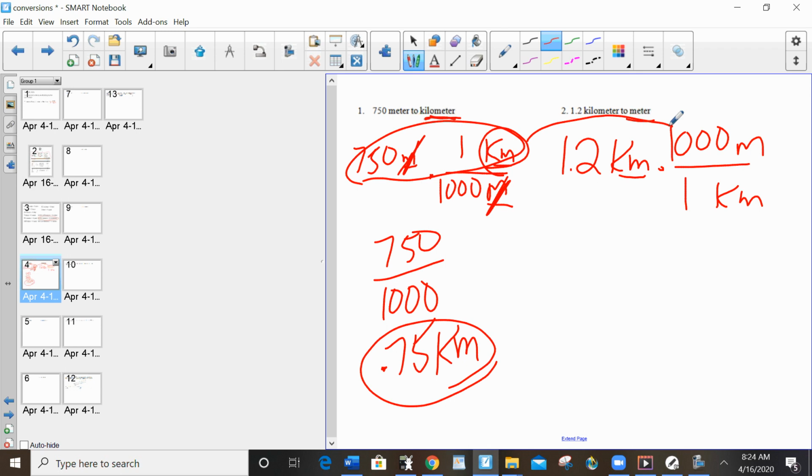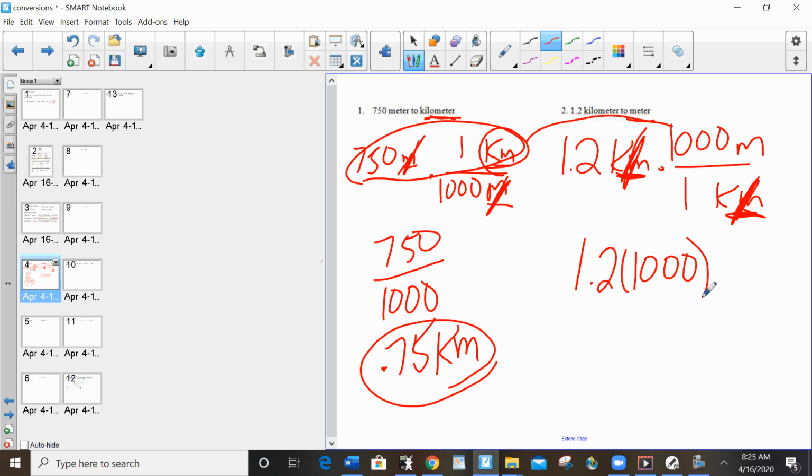Notice that they're reversed. In number 1, the 1 kilometer was on top. In number 2, the 1 kilometer is on bottom. The reason is, whatever my starting unit is, that's what goes on the bottom. And then the numbers have to go in their appropriate spot. So now the kilometers cancel. I'm left with 1.2 times 1,000. There's nothing left on bottom.